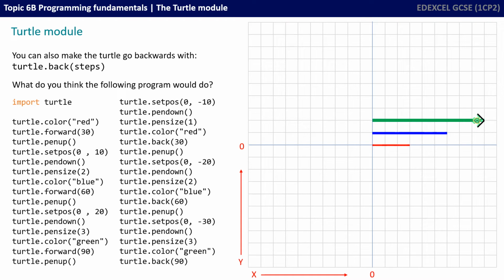You can also make the turtle go backwards in steps instead of forwards with turtle.back. What do you think the following program would do? Again, pause the video, work it through, and when you think you know, unpause and see if you were right. So this is what that program would have produced, a mirror image of the first part.